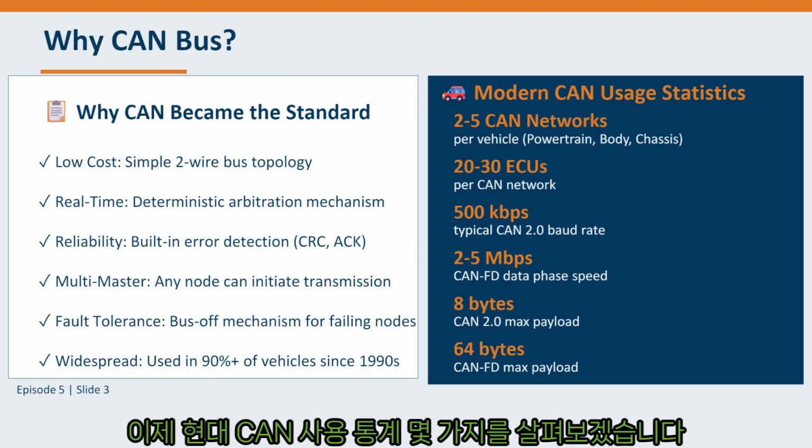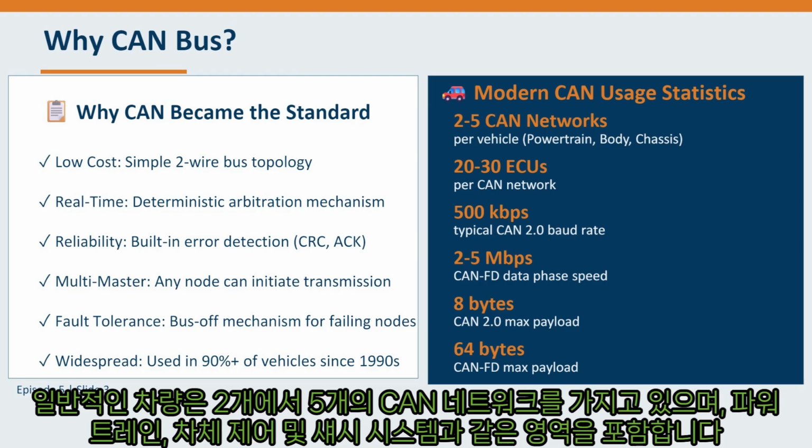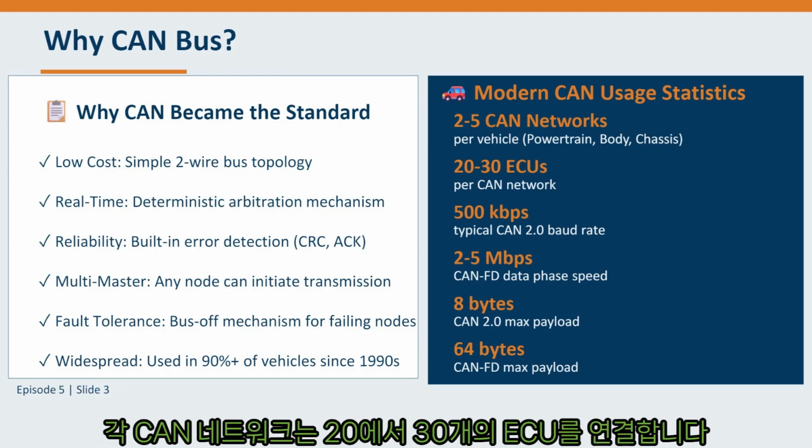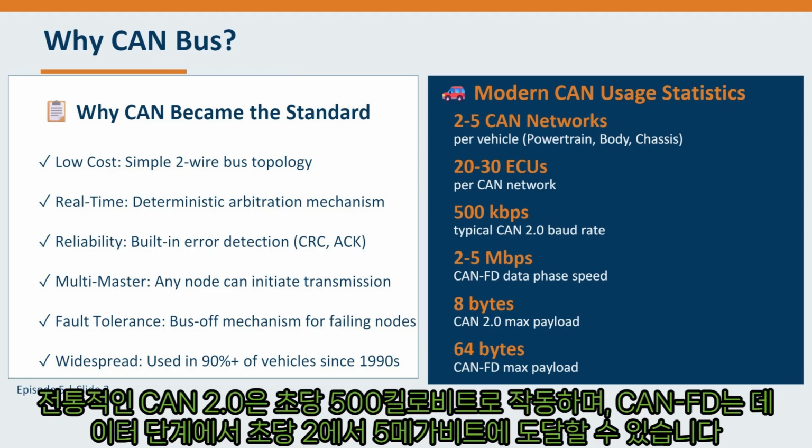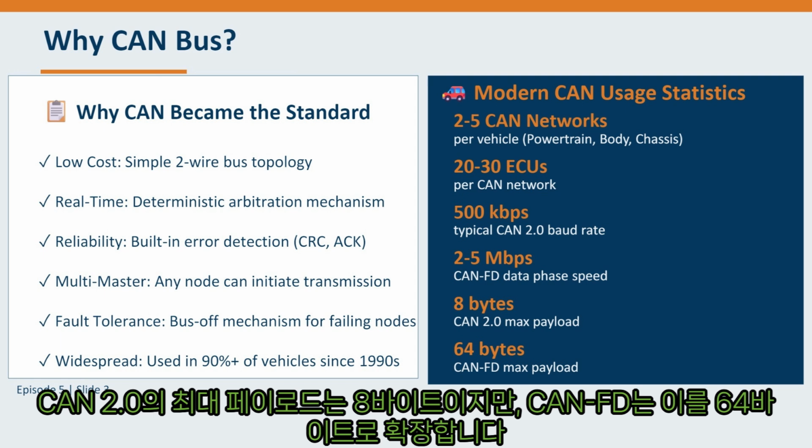Now let's look at some modern CAN usage statistics. A typical vehicle has 2 to 5 CAN networks, covering areas like powertrain, body control, and chassis systems. Each CAN network connects 20 to 30 ECUs. Traditional CAN 2.0 runs at 500 kilobits per second, while CAN FD can reach 2 to 5 megabits per second in the data phase. CAN 2.0 has a maximum payload of 8 bytes, but CAN FD extends this to 64 bytes.